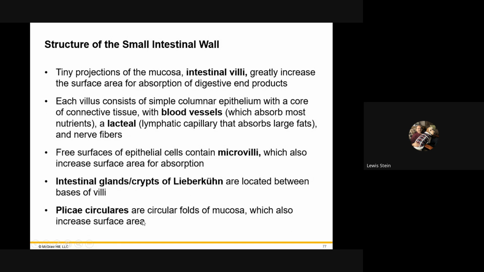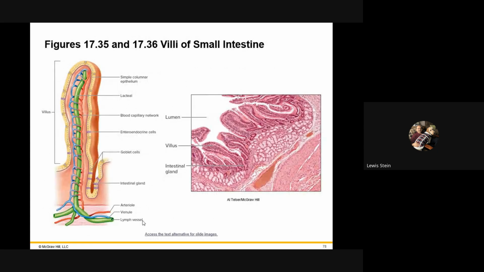And the way it passes, plica circularis are circular folds. So when food or liquid passes through there, it's not shooting down a tube. It's not your garden hose where you turn it on. What happens is it goes around like this, spiraling all the way down. All of these are anatomical structures that increase effectively the surface area.